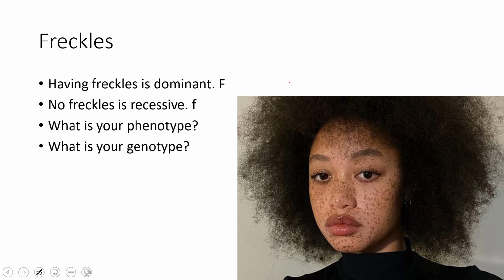Freckles are what we have next. Having freckles is the dominant condition. She has freckles, and so we know she would be big F dash. Not having freckles anywhere on your body means that you would be little f, little f.